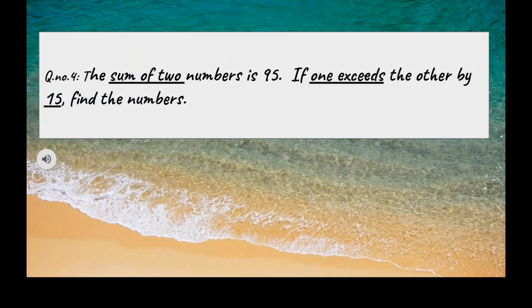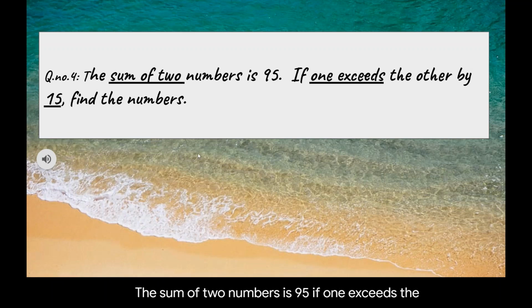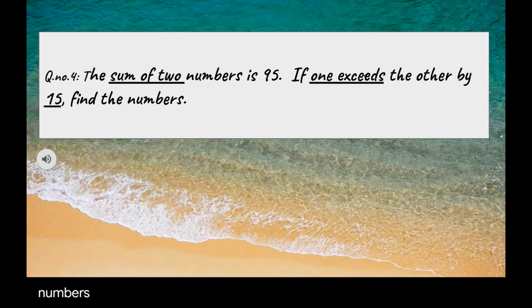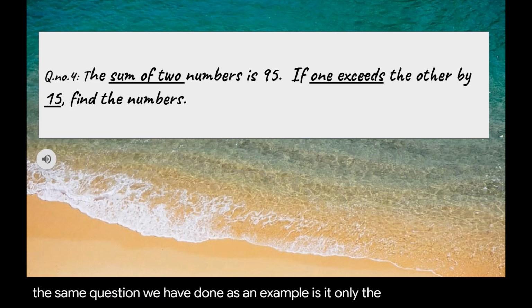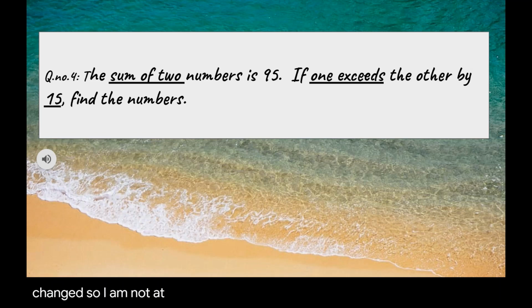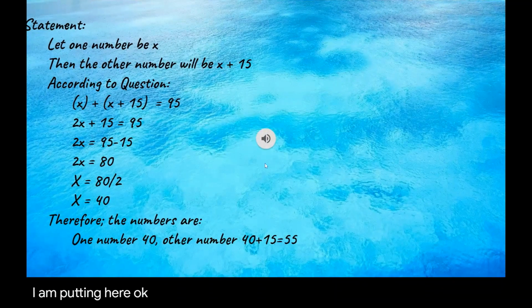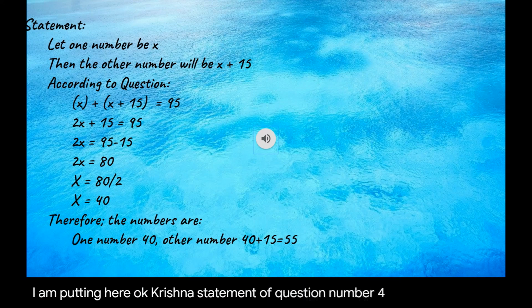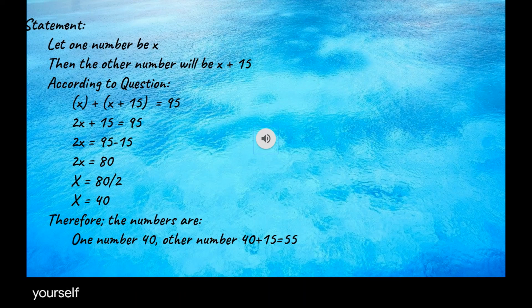Question number 4 is, the sum of two numbers is 95. If one exceeds the other by 15, find the numbers. The same question we have done as an example, isn't it? Only the numbers are changed. So I am not explaining again. You can solve it yourself. But the statement I am putting here, okay? Here is the statement of question number 4. Try to do it yourself, then you can verify your answer. Okay?